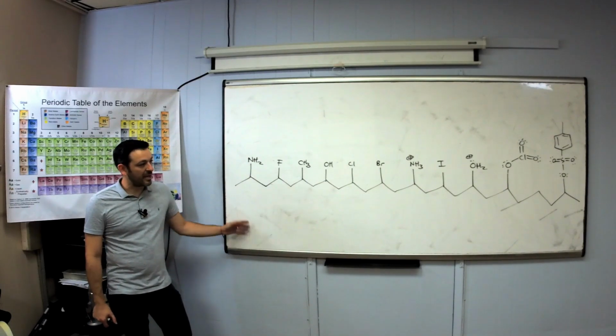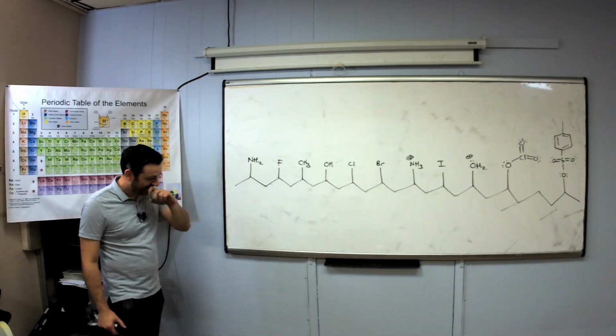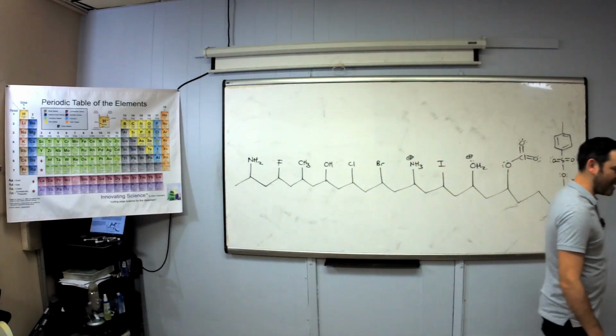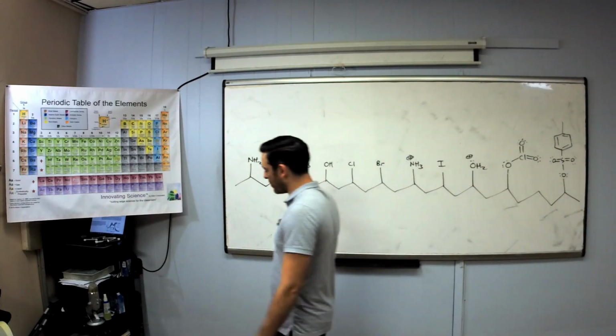So what do I want you to do? Name this. No, I'm kidding. This is some sort of a chain with a bunch of potential leaving groups, right? And I just want you to analyze this with me for a few minutes.